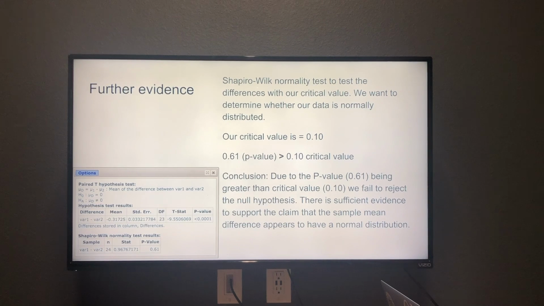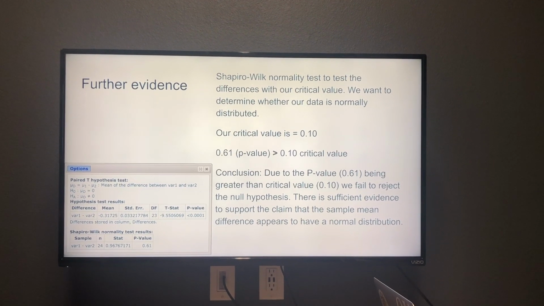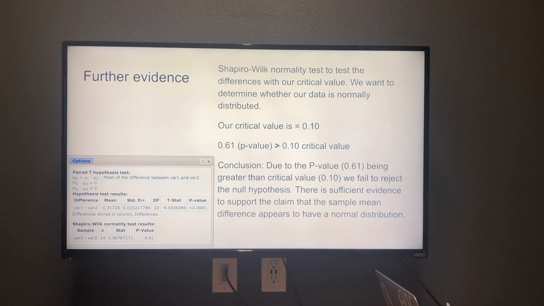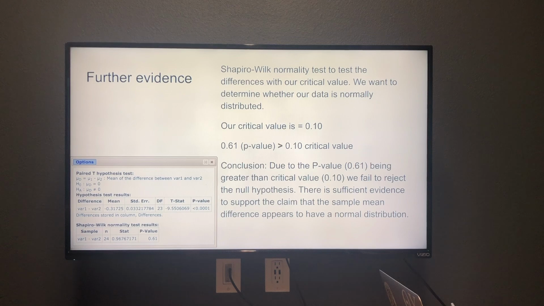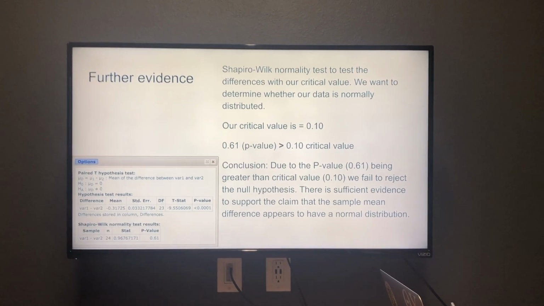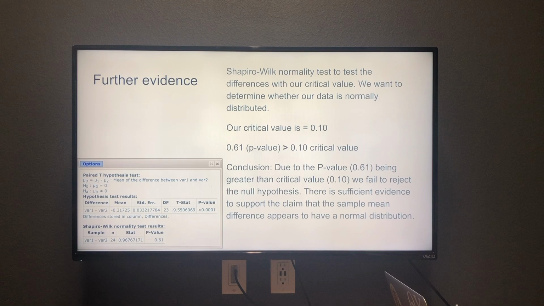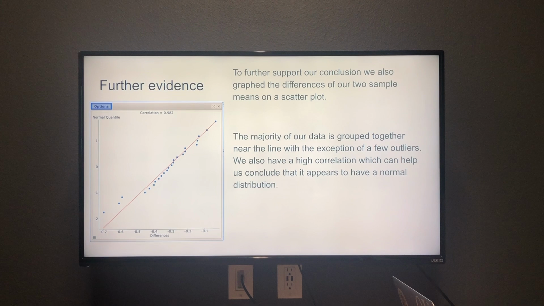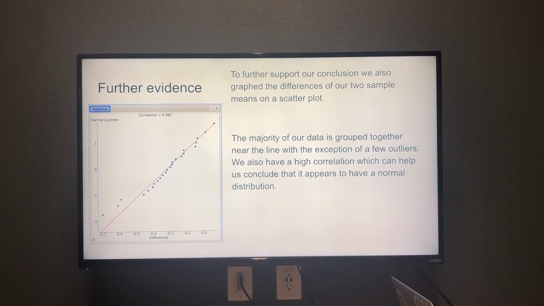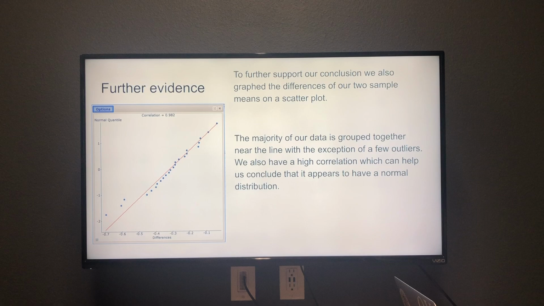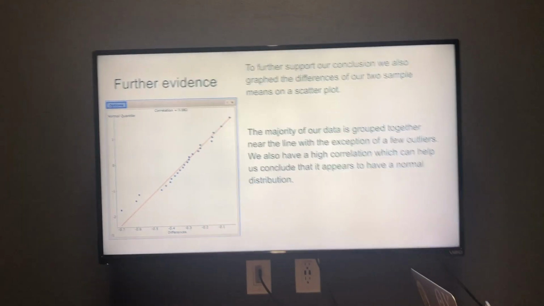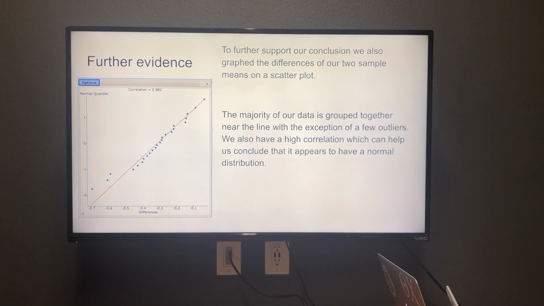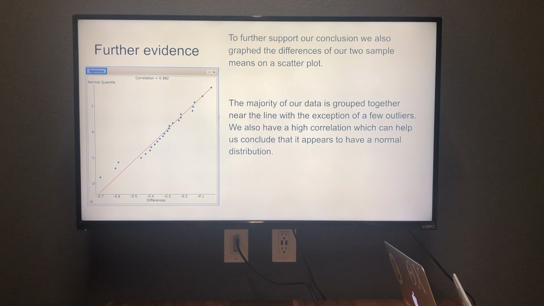In the figure, you can see that our p-value is 0.61 and our critical value is 0.1, so our p-value is greater than our critical value, which means we would fail to reject the null hypothesis, and there is sufficient evidence to support the claim that the sample mean difference appears to have a normal distribution. To further support the test before, we did a linear scatter plot graph, and you can see that the majority of our data falls within the line with the exception of 3 outliers, and that we have a high correlation, which can conclude to a normal distribution.